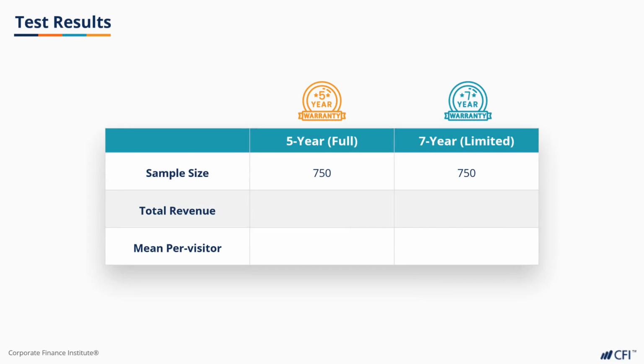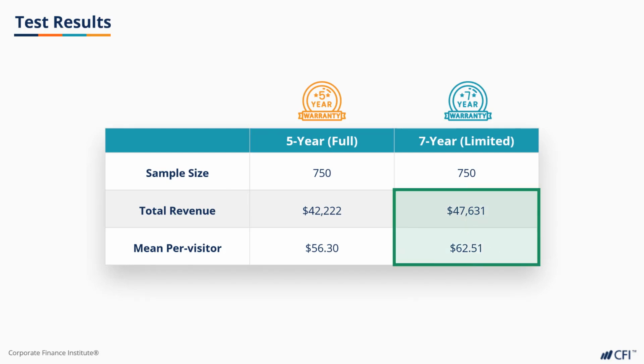At the end, we have two samples of 750 visitors. One was shown the 5-year full warranty, and another was shown the 7-year limited warranty. After the 2 weeks is over, we collect data, and here are the results. With all this done, we just have to compare the means of our two samples, and we can see that the 7-year limited warranty has a mean revenue per visitor that's about $7 higher. We have a winner.